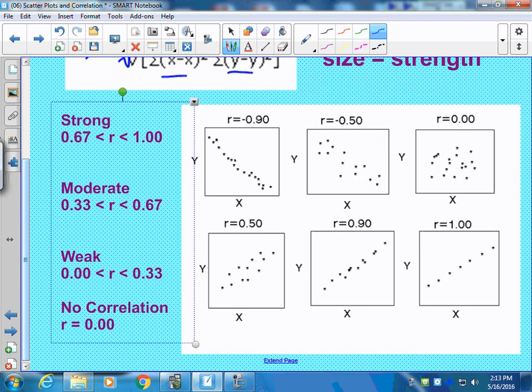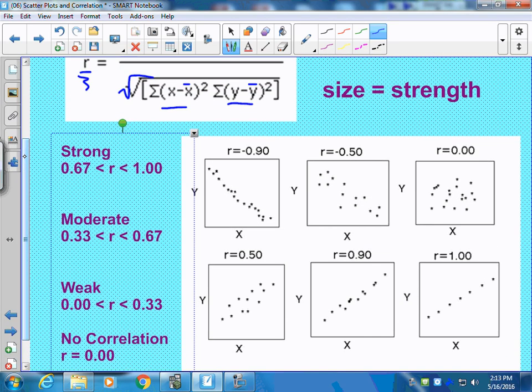Okay, now, there's a lot of different models on how you can classify the strength of correlation. We're using basically the one-third, one-third, one-third model. From 0.67 correlation to 1.0, we're going to consider strong, a moderate from 0.33 to 0.67, and a weak from 0.00 to 0.33. This is fairly consistent with the IB model.